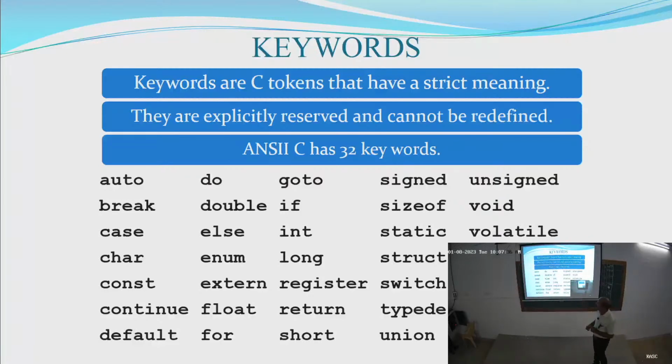These are some examples of keywords. ANSI C has 32 keywords. That is auto, break, B-R-E-A-K. That is break, not B-R-E-A-K, break. And case, char, const, continue, default, do, double, else. These are some examples of the keywords.